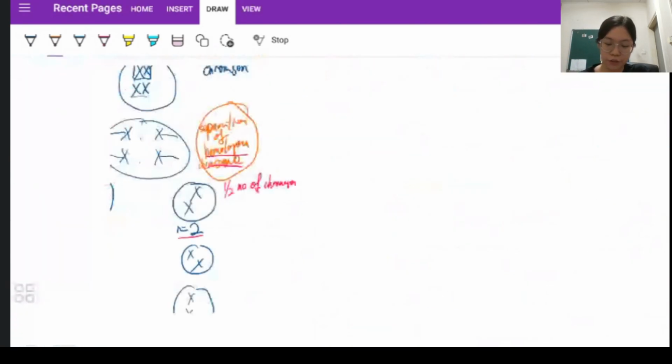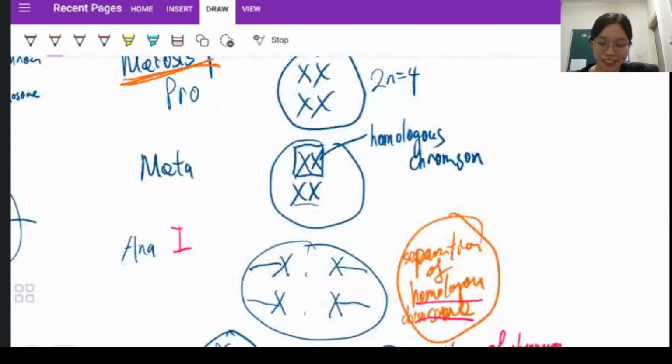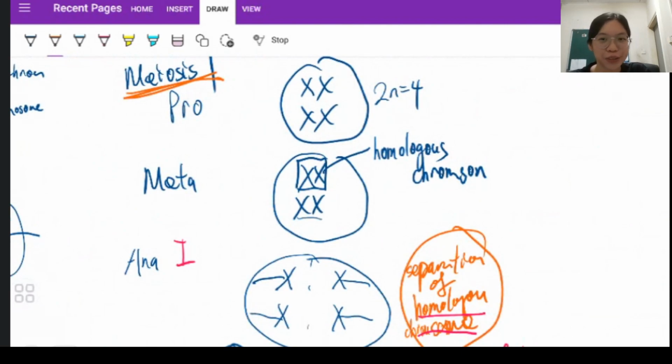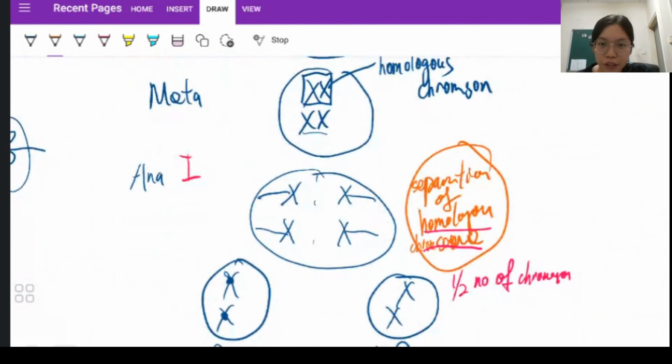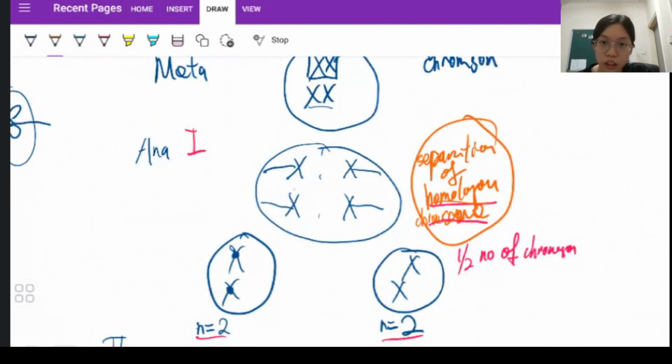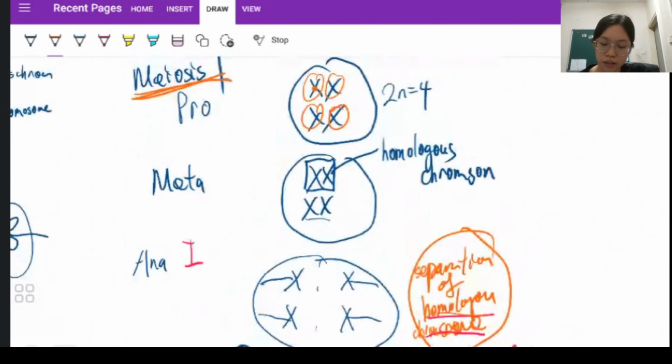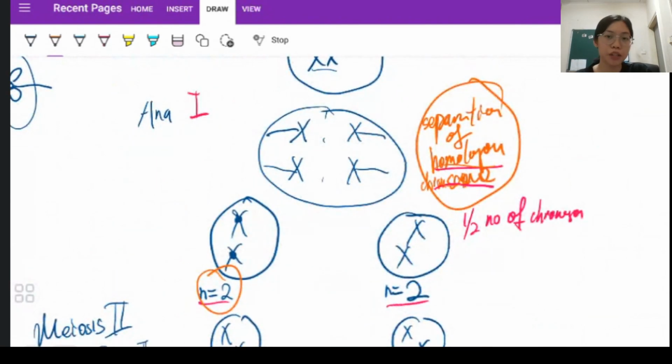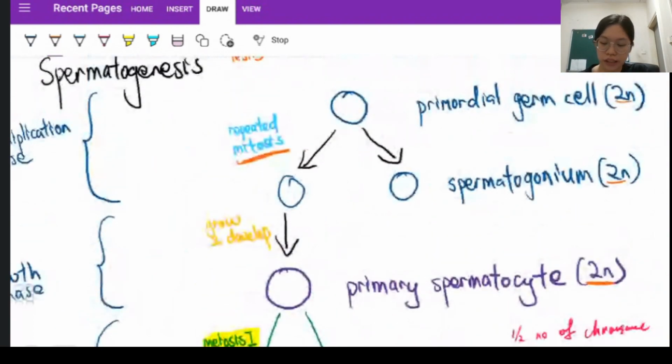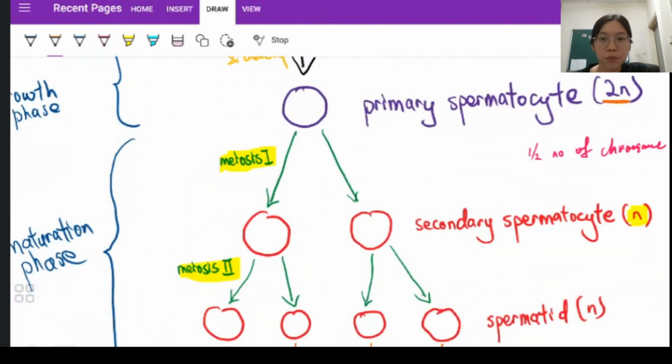Let's take a look at this part. If you still cannot relate to it, did I show you just now? Initially the number of chromosomes is 4: 1, 2, 3, 4. You count through the centromere. After anaphase 1, where separation of homologous chromosomes occurs, after meiosis 1, can you see? n equal to 2 already. 4 divided by 2, half already. So after meiosis 1, the number of chromosomes is already halved. That's the part you have to focus on. After the primary spermatocyte undergoes meiosis 1, it becomes a secondary spermatocyte, which has half the number of chromosomes. 2n becomes n. So I hope you are clear why it suddenly becomes n after meiosis 1.